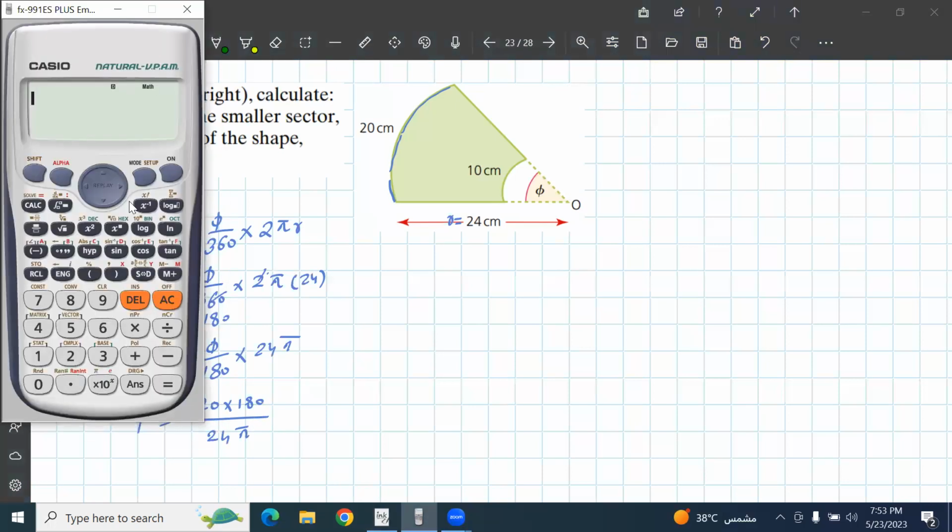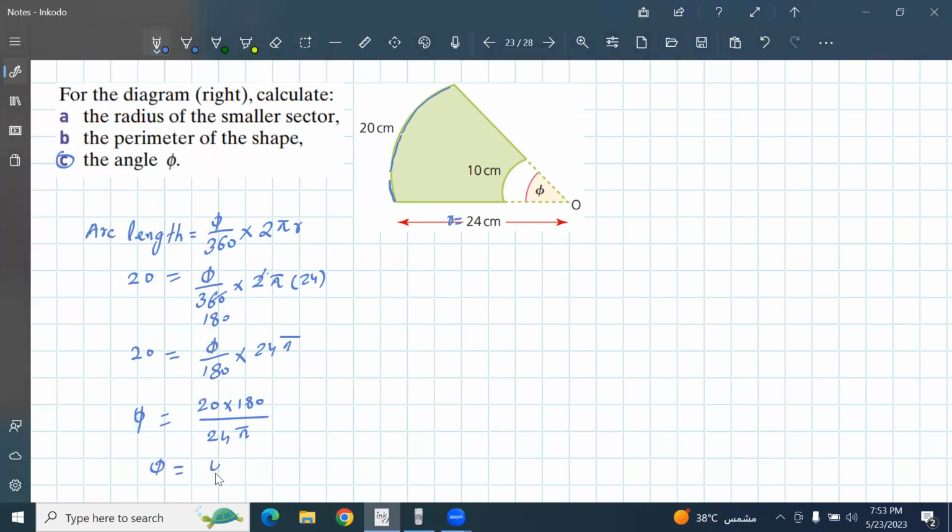If you check in the calculator, we have 20 multiplied by 180 divided by 24 shift pi, which gives us 47.7. So phi is equal to 47.7 degrees. This is the answer of part C. That will help us to move on to the next part, and the next part is the radius of the smaller sector.